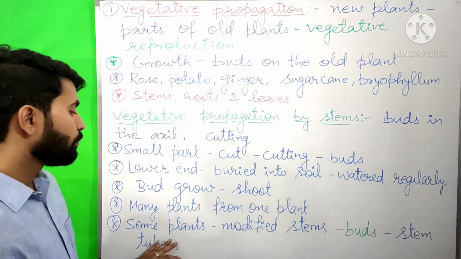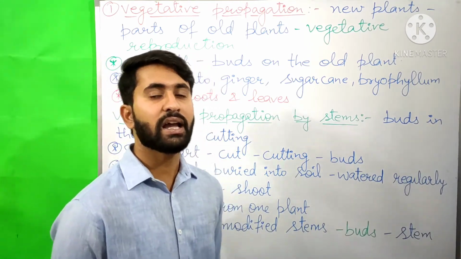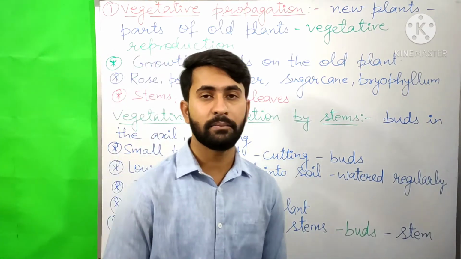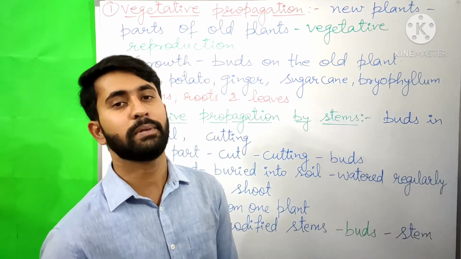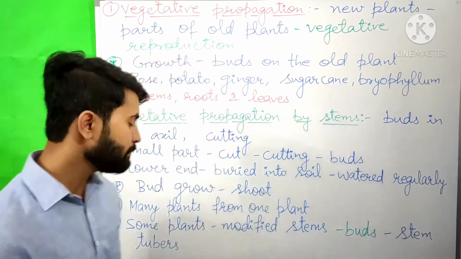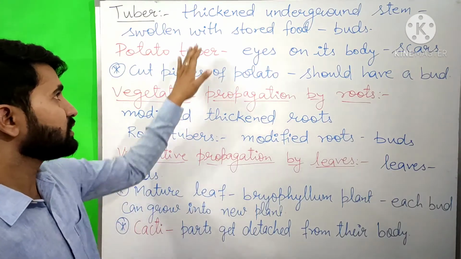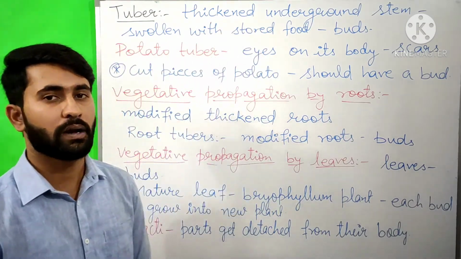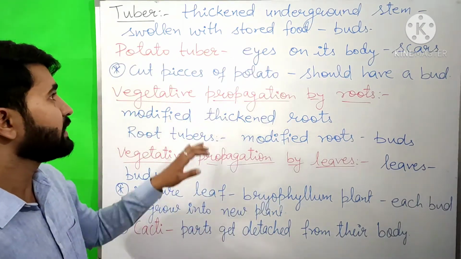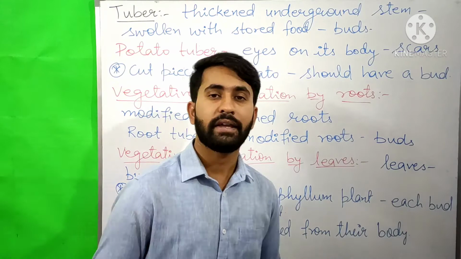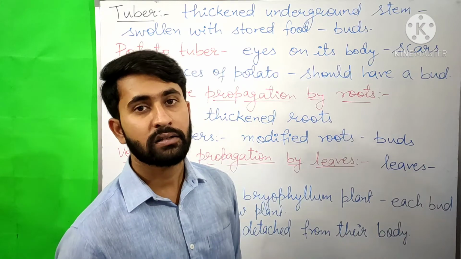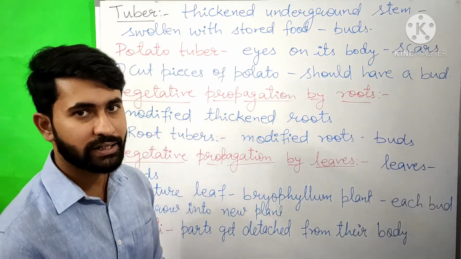Some plants have modified stems which are thick and they grow below the ground, and these stems have buds on them from which the new plants can be grown, and these underground stems are known as stem tubers. A tuber is a thickened underground stem of a plant which is swollen with the stored food. The tuber has a number of buds on it. Each bud of the tuber can grow into a new plant when the old tuber or its cutting is planted in the soil.